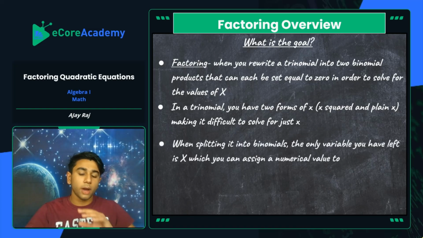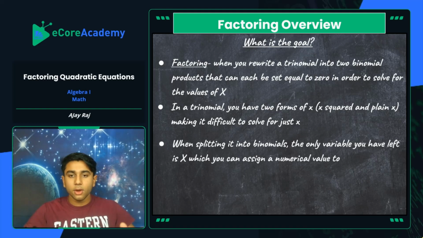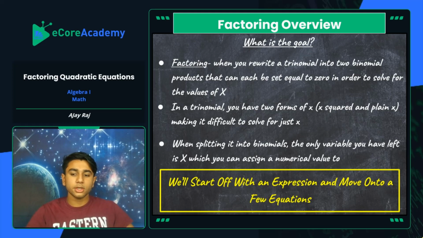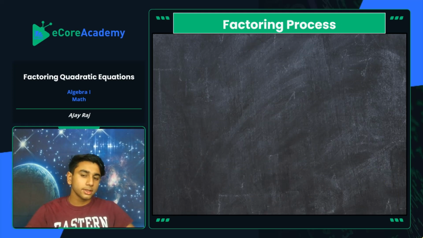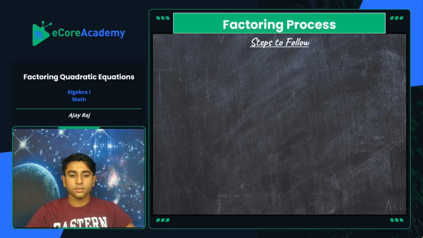We're going to split it into 2 binomials, and when we do so, the only variable you have left is x, because we're taking that x squared plus whatever is left into x plus a constant times x plus a different constant, and that's going to equal your x value. A lot easier to solve for. So we'll start off with an expression and move on to a few equations when we do our practice. But before jumping right into the practice, let's take a look at some steps to follow.